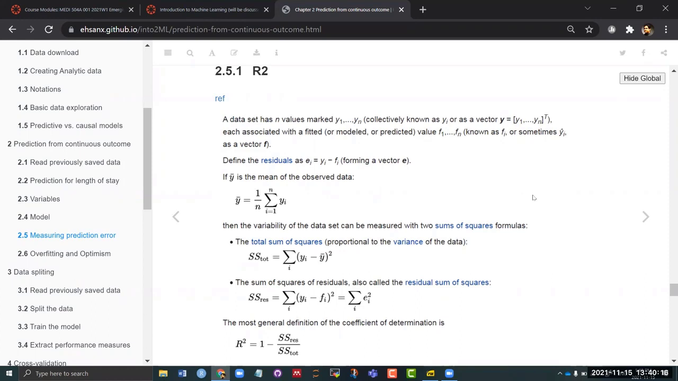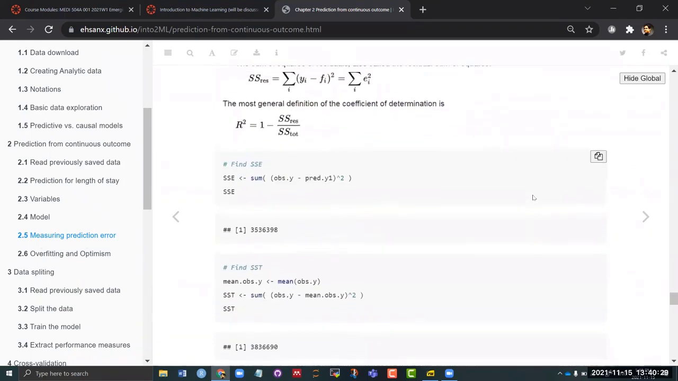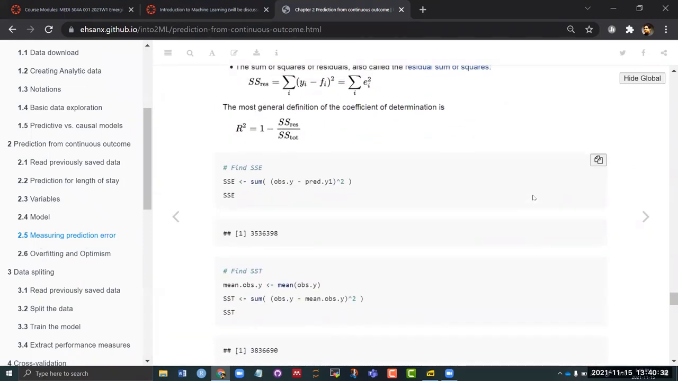So there is nothing new that I'm showing here. If you are familiar with linear regression, R-square usually is in the same chapters of the book. In the R-square formula, we have our observed y, which is the length of stay. We have our predicted y, which is the predicted value that we get from the model. We subtract them, take the square, and sum all of this up, right?